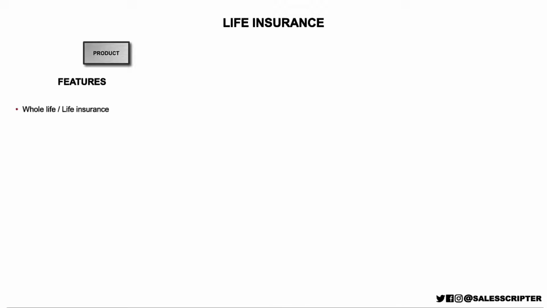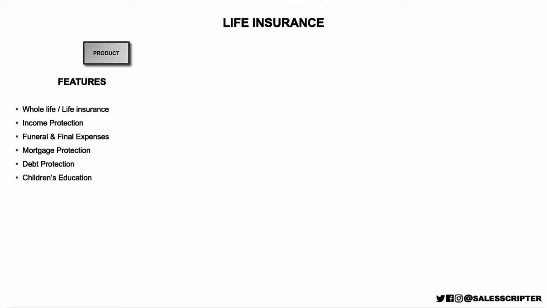And so with life insurance, some of the things that I discussed with this insurance sales rep was that it's basically a whole life insurance policy. The customer will get income protection, funeral and final expense coverage, mortgage protection, debt protection, children's education protection, health services discount card, cash value, AD&D.